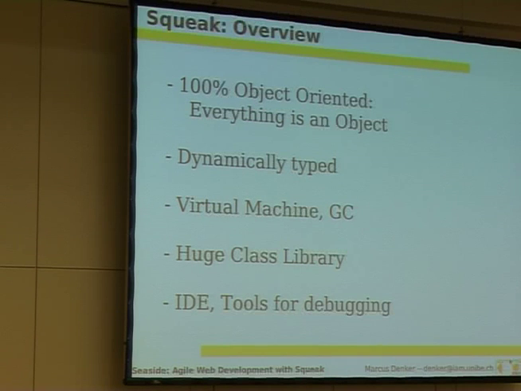And one of the most important things is the development environment and the debugging capabilities of the system. And this is actually where it is really kind of advanced compared to other systems like Ruby or Python, as we will see later.